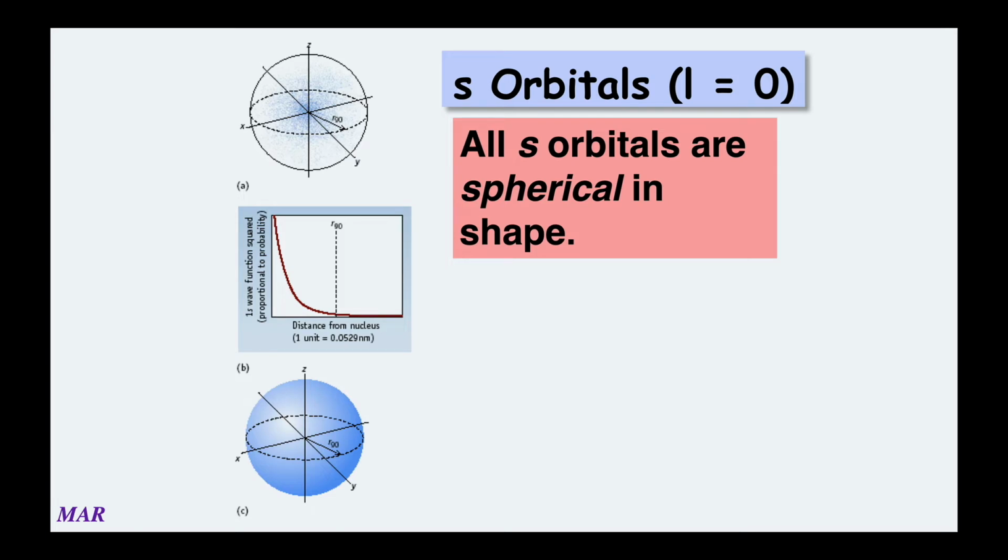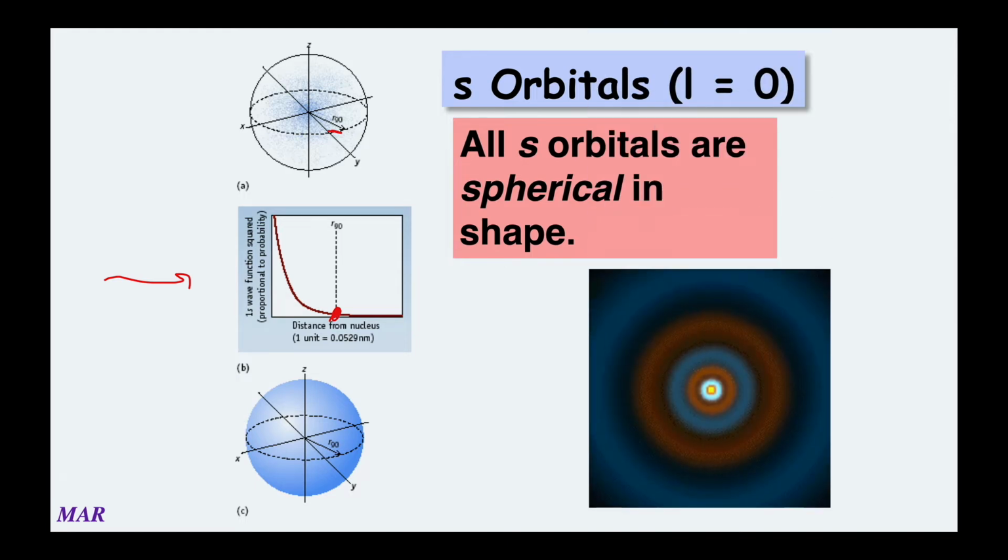Now, s orbitals always have L equals 0. SPDF means L equals 0. And so s orbitals are always spherical, okay? If you look at these pictures right here, this is like a side view of what it looks like. And you can see that at a certain point, it just gives out, all right? That's basically a sphere. You can also notice that right here it says R90. That's a probability that the electron will be inside there 90% of the time. And usually that's pretty good.